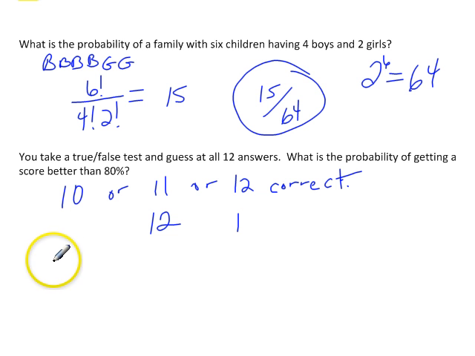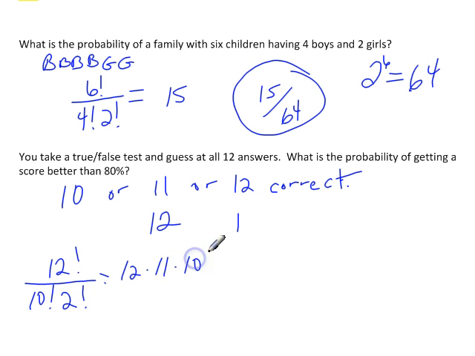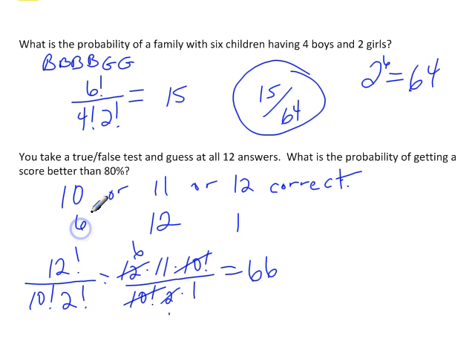Then for 10, we're going to have to do a little more work. There's 12 questions, so 12 factorial. We want 10 to be correct and 2 to be incorrect. So 12 times 11 times 10 factorial over 10 factorial times 2 times 1. Our 10 factorials cancel, and then we look to see what else simplifies. Well, 2 goes into 12 6 times. So there's 66 ways to get 10 correct. So we'll do 66 plus 12 plus 1 is 79.